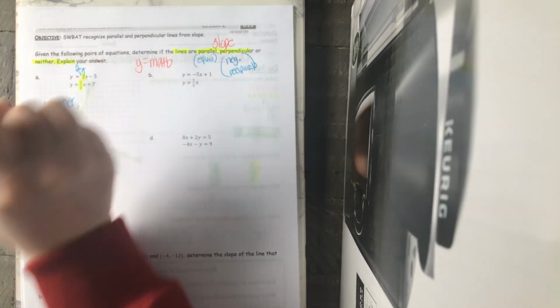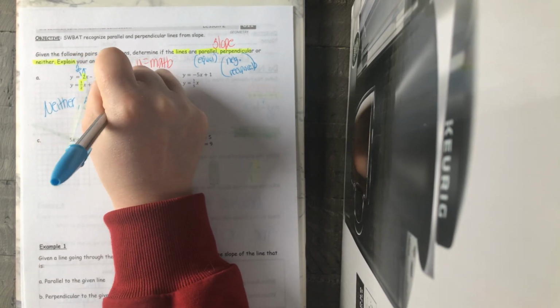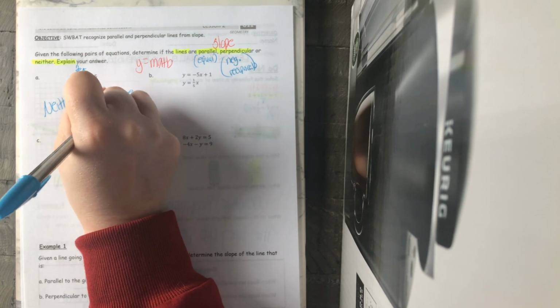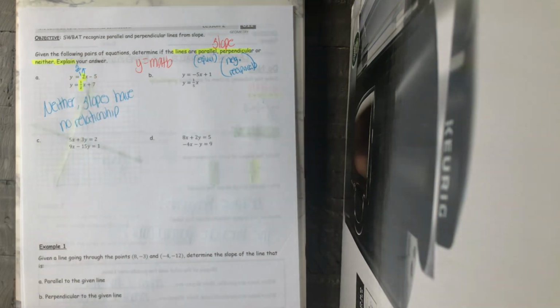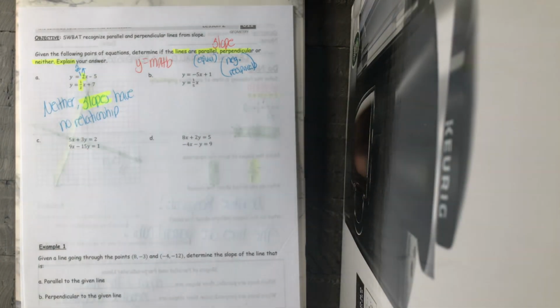They're not parallel or perpendicular because the slopes have no relationship. I'm only looking at slope to answer this question. So again, because the slopes have no relationship, I know that the answer is nothing. There's nothing going on here.